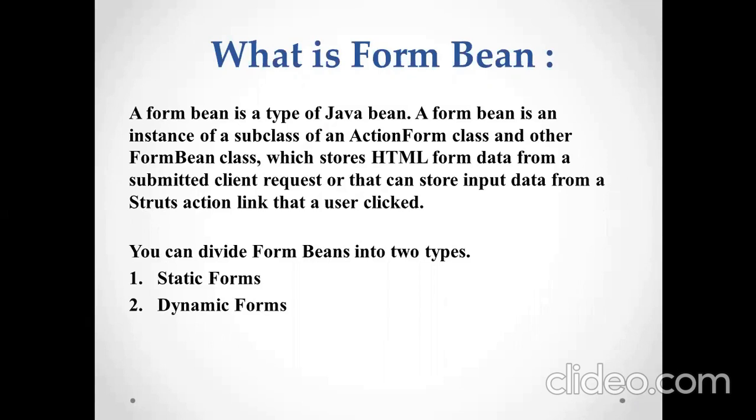What do you mean by form bean? A form bean is a type of Java bean. A form bean is an instance of a subclass of an action form class, and other form bean classes, which stores HTML form data from a submitted client request or that can store input data from a Struts action link that a user clicked. There are two types of form beans: static forms and dynamic forms.